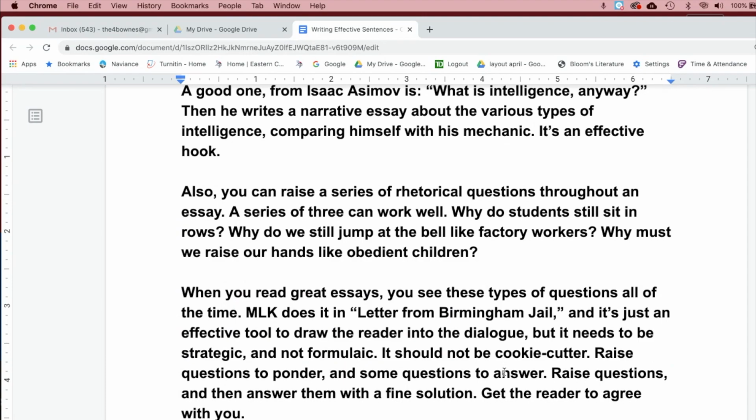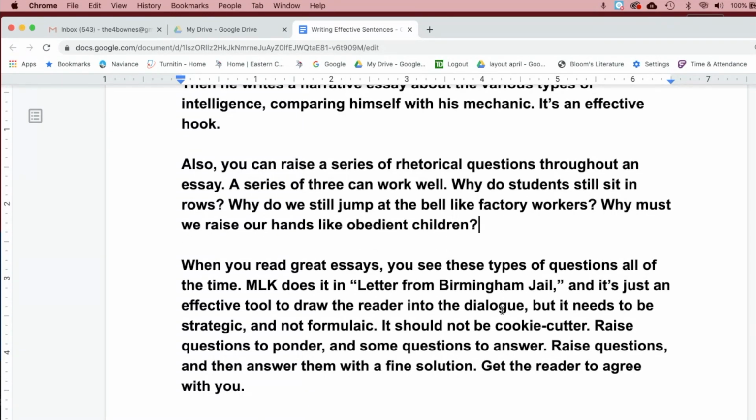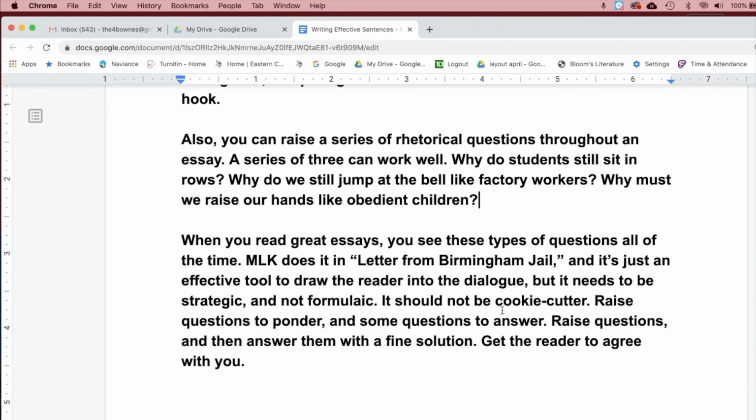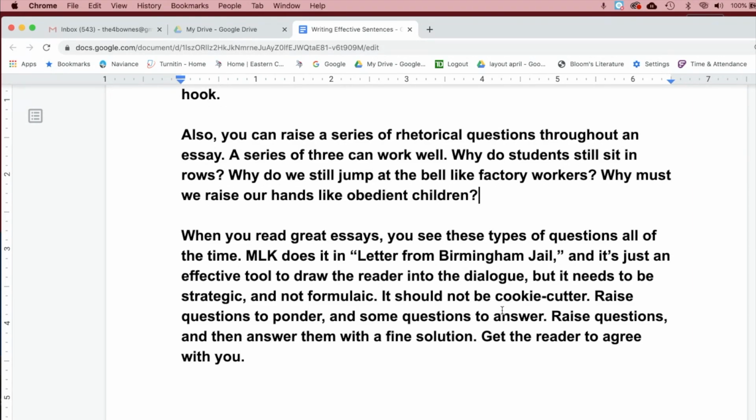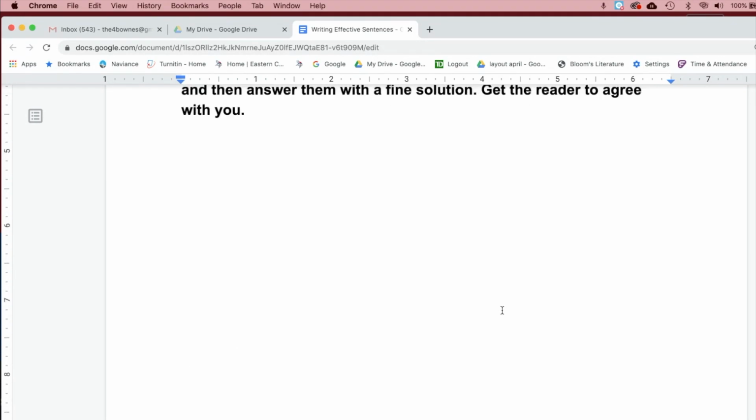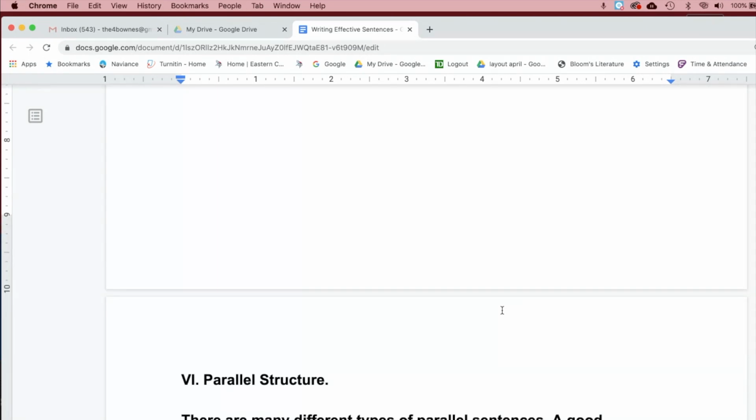When you read great essays, you see these types of questions all the time. Martin Luther King does it in "Letter from Birmingham Jail," and it's just an effective tool to draw the reader into the dialogue. But it needs to be strategic and not formulaic. It should not be cookie cutter. "What does love mean? What does love mean to you?" That's a bit cookie cutter. Raise questions to ponder and some questions to answer. Raise questions and then answer them with a fine solution. Get the reader to agree with you.